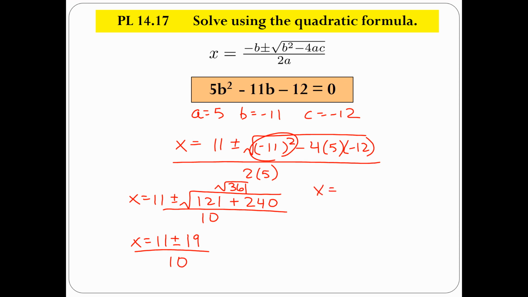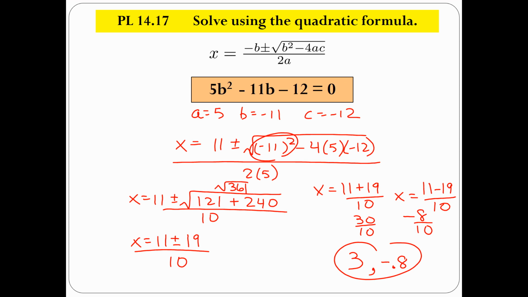So we have x is equal to 11 plus 19 divided by 10. And we have x is equal to 11 minus 19 divided by 10. This one would be 30 divided by 10, which is 3. This one would be negative 8/10, or we could write it as a decimal, negative 0.8. And there's our two solutions.